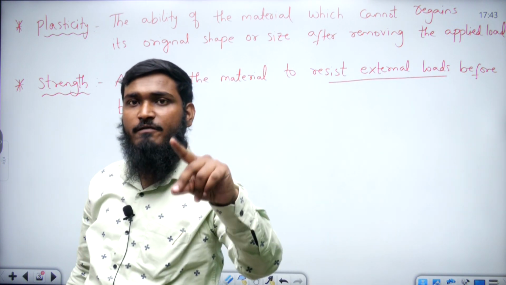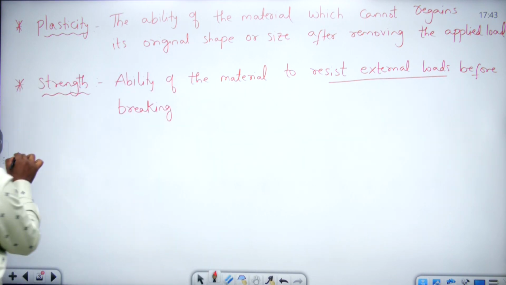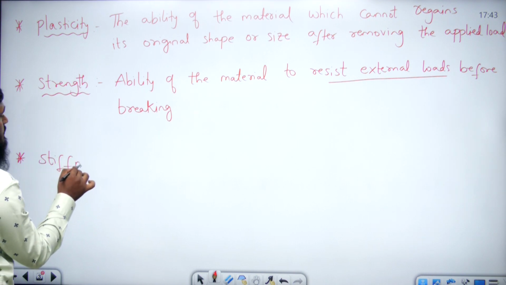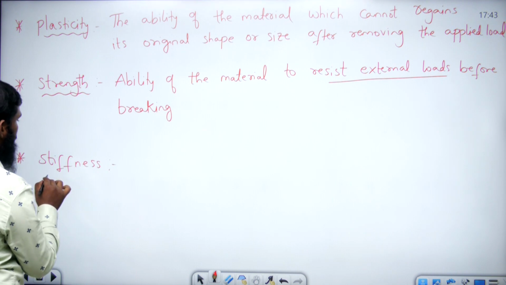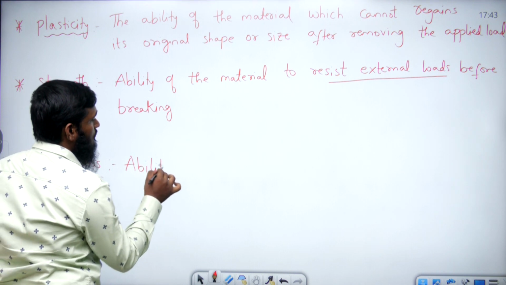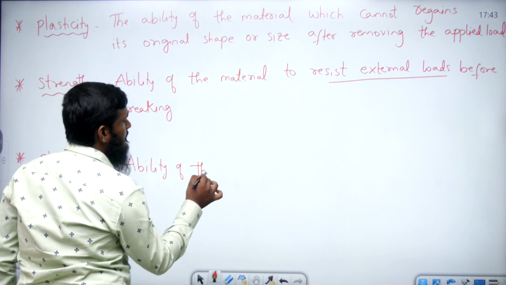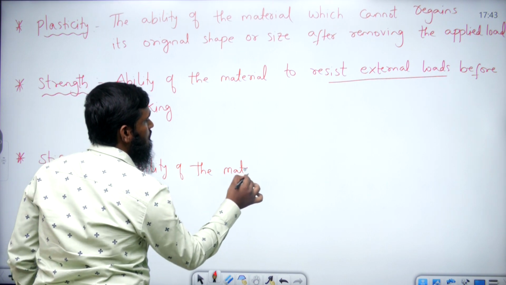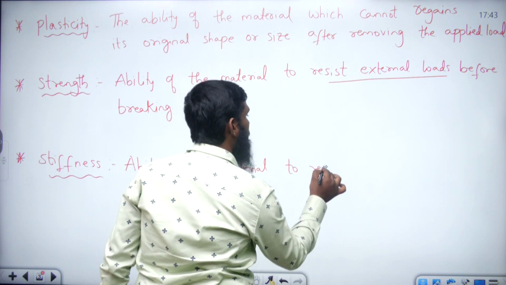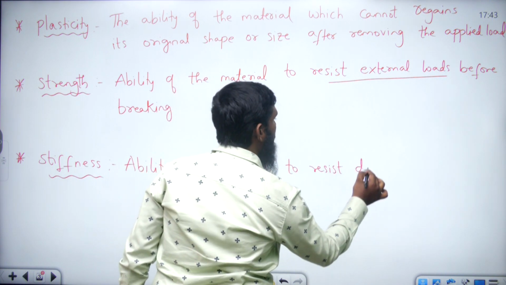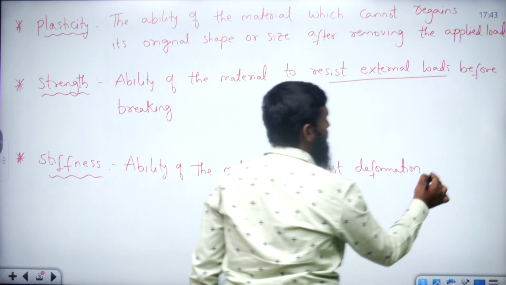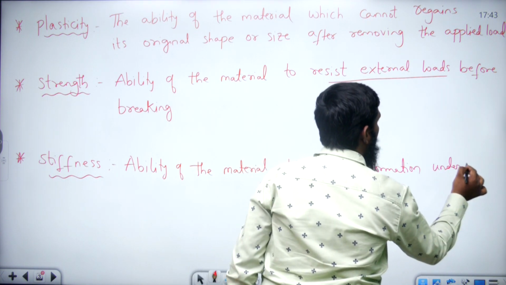Now we are having one more property which will be similar to this strength. That is called stiffness. Listen here carefully. What is the meaning of stiffness now? It will be similar to strength only. So ability of the material to resist deformation under stress.